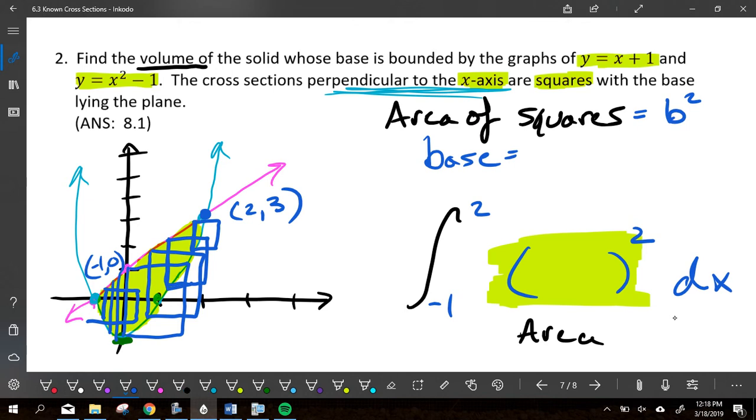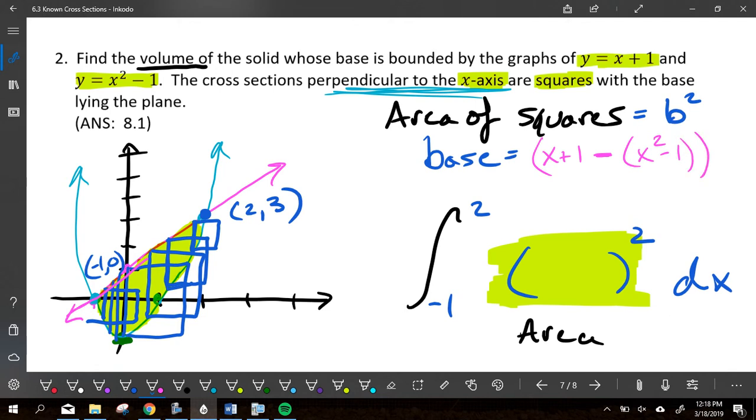From x plus 1. We went from this pink line because we always go top to bottom. And so you went from x plus 1 to where? Yep, and what do I need to do with that? Subtract. Top minus bottom, and he said x squared minus 1 in parentheses.